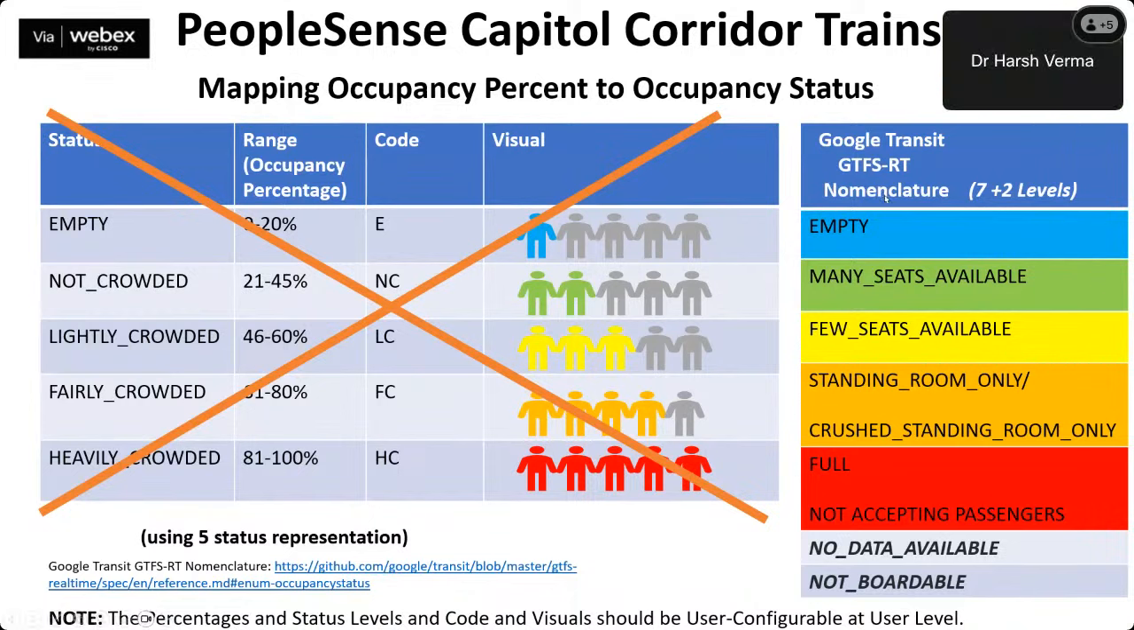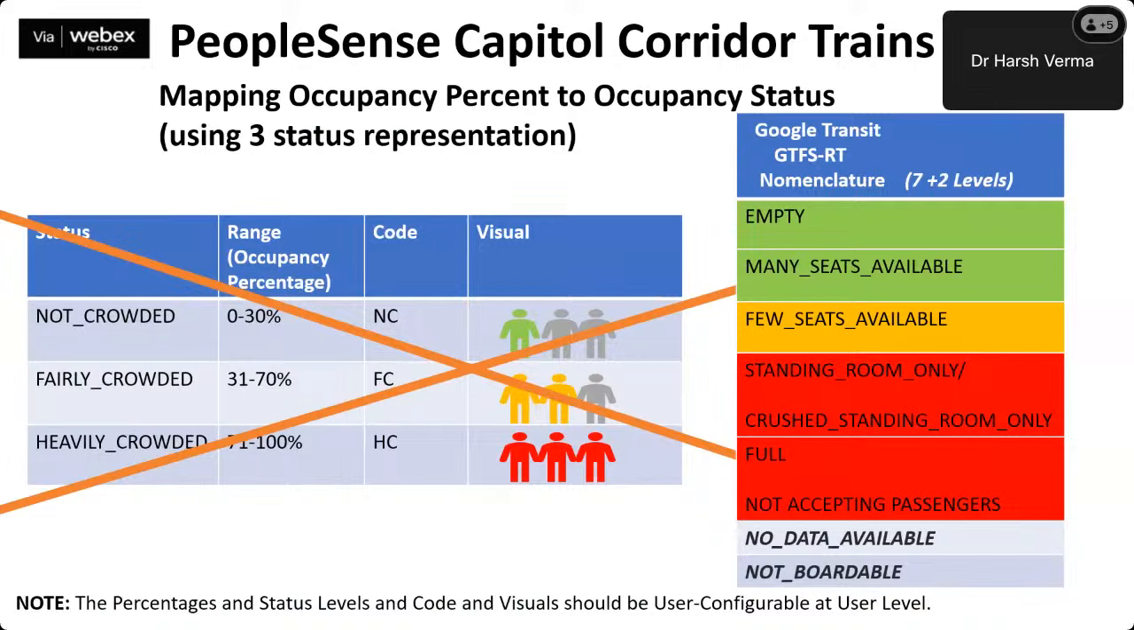So the GTFS community was really proposing these different levels of crowding, 5 levels of crowding based on the earlier 7 levels of occupancy status. They came up with a new 5 levels of crowding: empty, many seats available, few seats available, standing room only, crushed seating, full, not accepting passengers also there. So as we went through this whole process from 7 levels to 5 levels of crowding, and then looked at, okay, can we reduce that? We looked at maybe 3 levels of crowding.